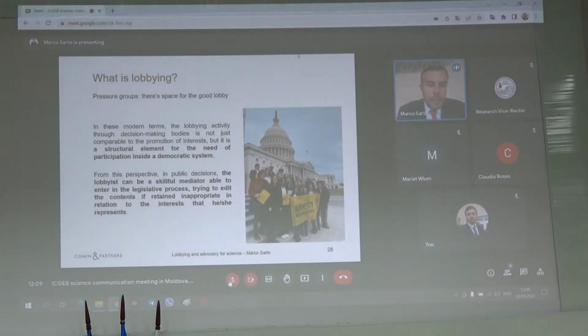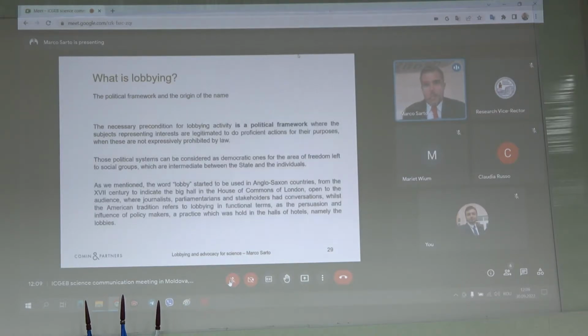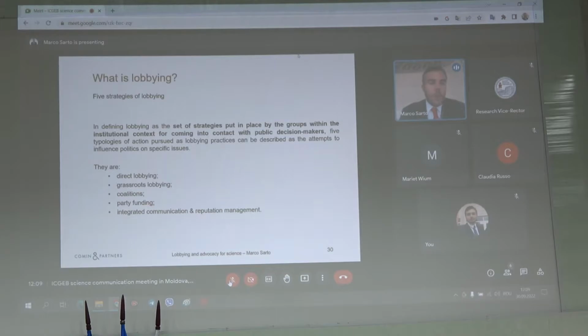A lobbyist is a skillful mediator, able to enter into the legislative process and try to edit contents if retained inappropriate in relation to the interest that he or she represents. So it's important to underline the political framework. It's important to understand that we all do lobbying, and this is what moves us to the second part of this small talk, because we may say that there are a few types of lobbying: direct lobbying, grassroots lobbying, coalitions, and party funding.